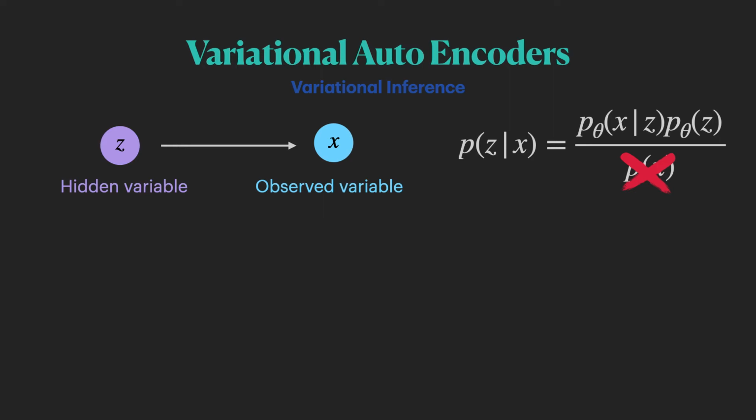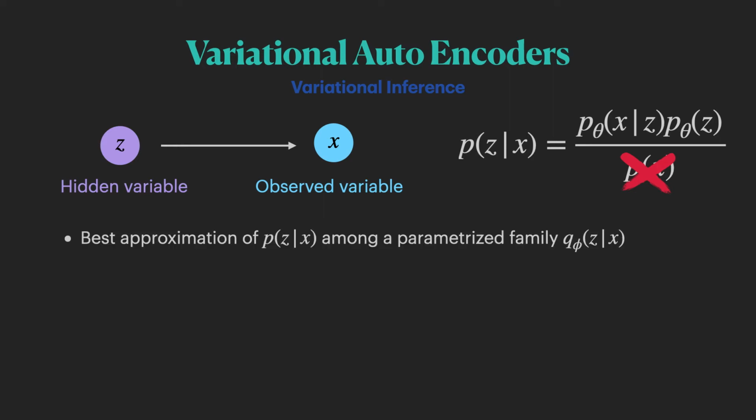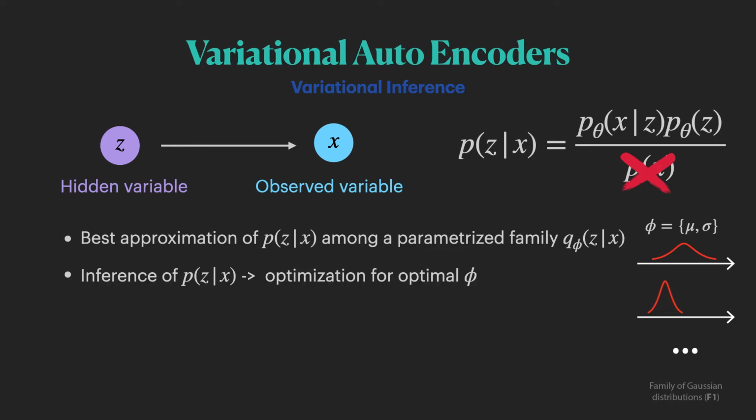So what we do in variational inference is instead find the best approximation of this posterior among a parameterized family, q phi. What does it mean? Let's choose, for example, a parameterized family of one-dimensional Gaussians. In this case, the parameters phi would be the mean and standard deviation of this Gaussian, and we will find the best Gaussian to fit our data. So we replace the problem of inference of the posterior with an optimization for the optimal phi parameters. We want to find the phi parameters that minimize the distance between our approximated function and the real posterior.